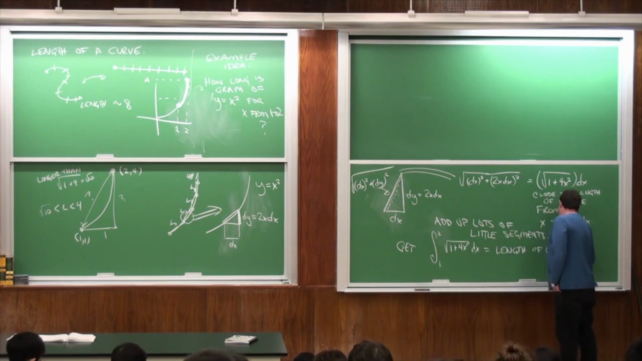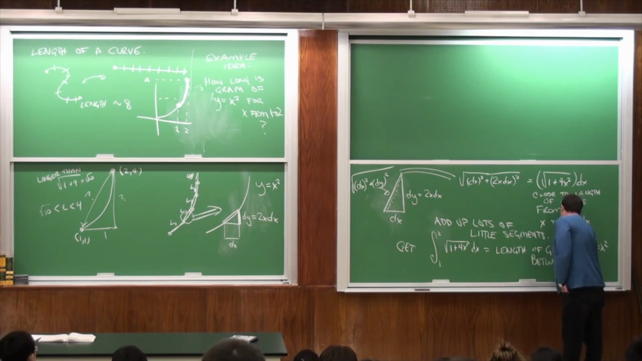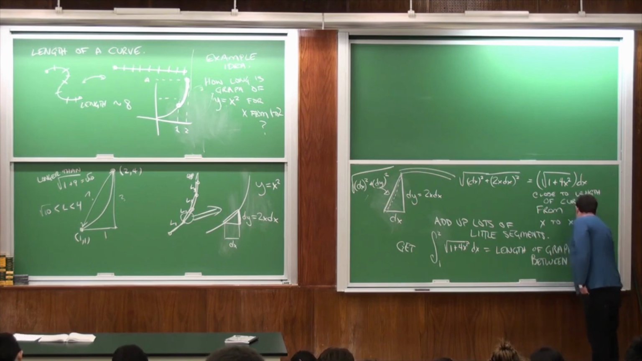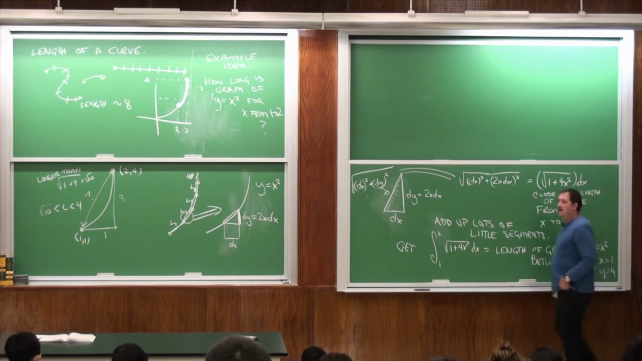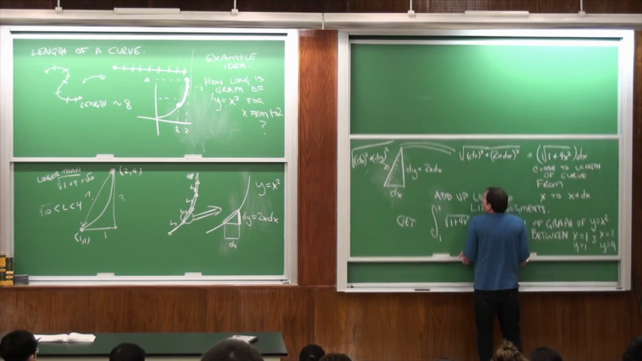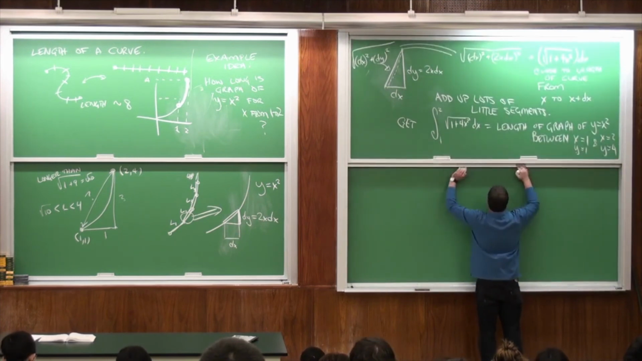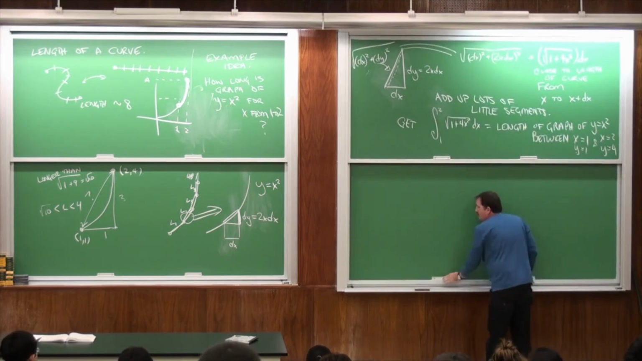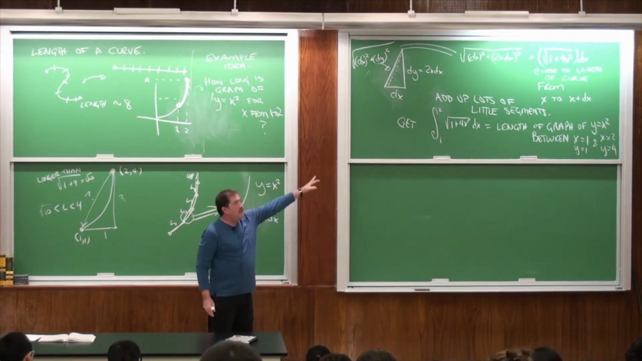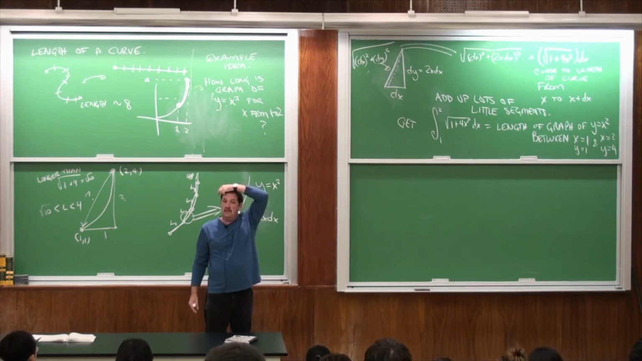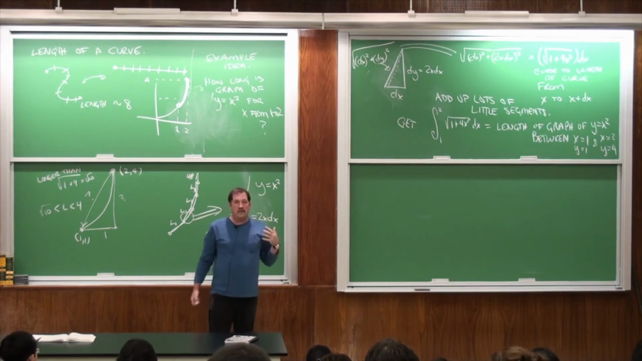The graph of y equals x squared between x equals 1, y equals 1, and x equals 2, y equals 4. But I hope it should be clear to you how to do that for any curve. So this is the arc length formula only in this special case, the special case of the curve y equals x squared.